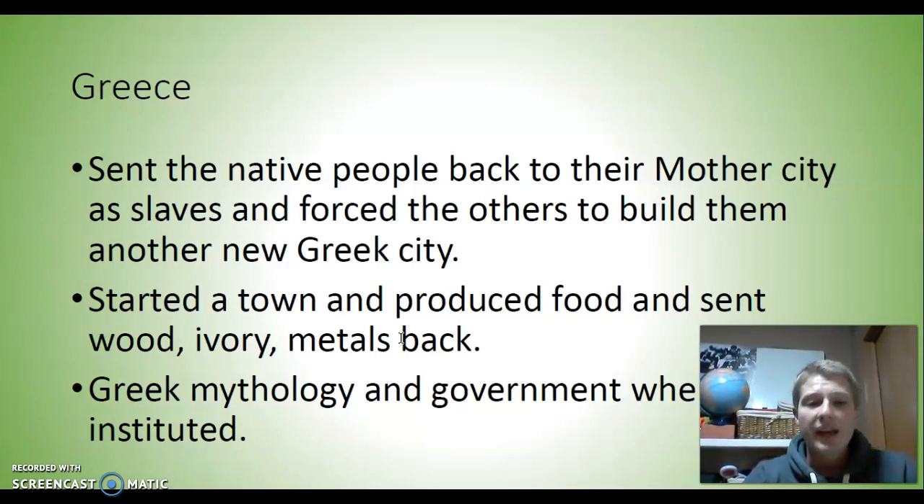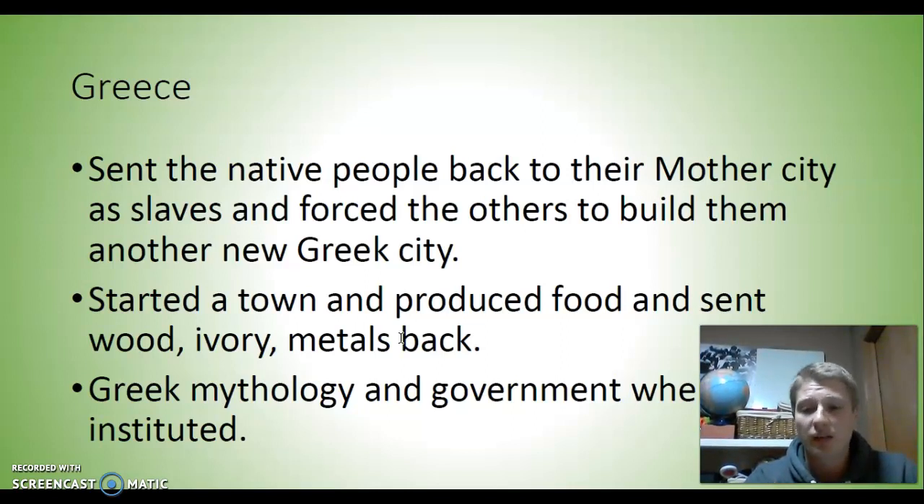And so these new colonizers, the people sent from Athens, these people sent from these other cities, started building cities that resembled the one that they left. And the purpose of these cities was to provide for some of the needs of the mother country, or the mother city, the mother city-state, mother country. And so they built these new Greek cities, and these towns started producing food. They sent wood. They sent ivory. They sent metals back. Remember, these are trading people.